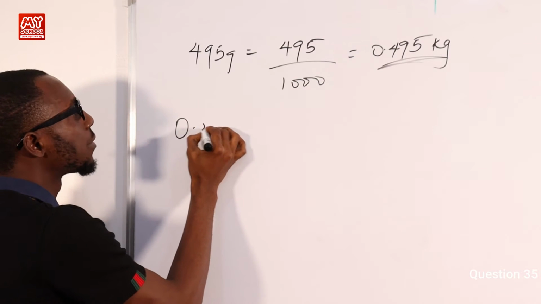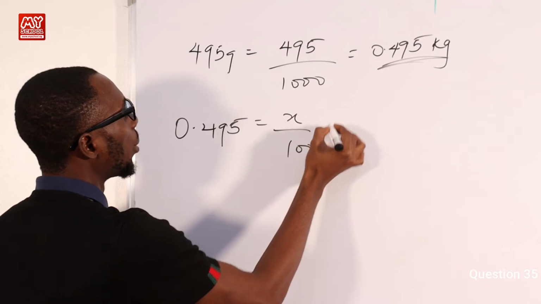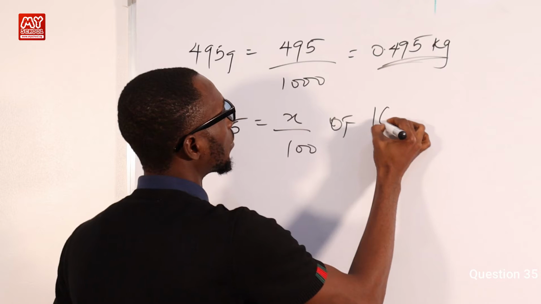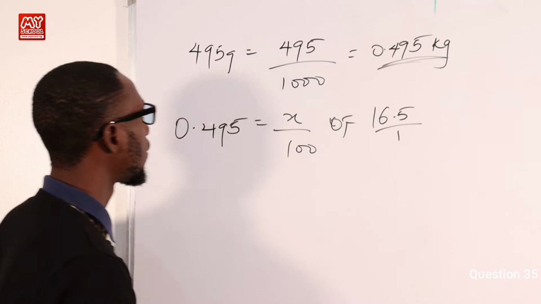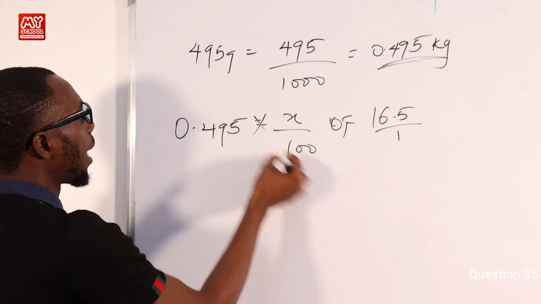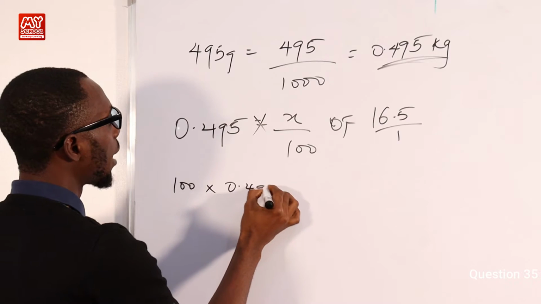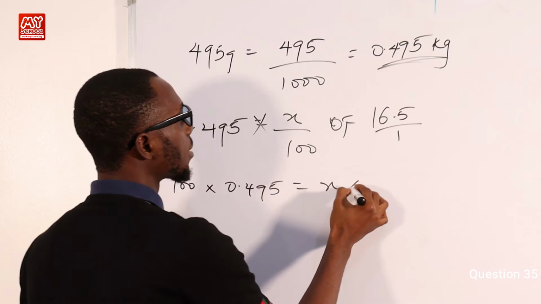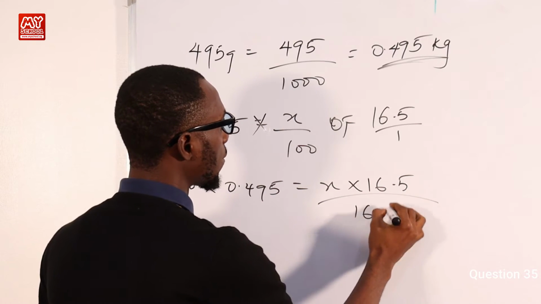So that means 0.495 is what percent of 16.5 kilogram, isn't it? So this is very easy to do. When we cross multiply, we would have 100 times 0.495 equals x times 16.5. So dividing both sides by 16.5.